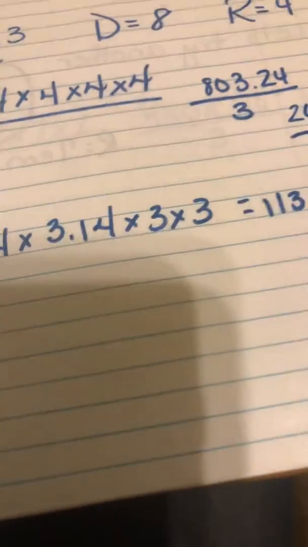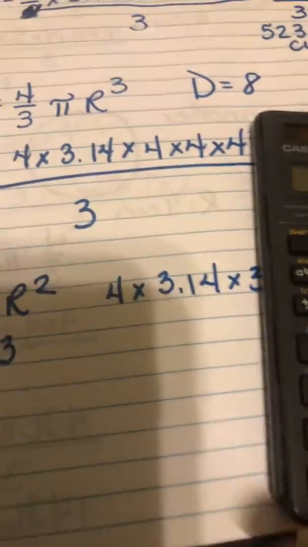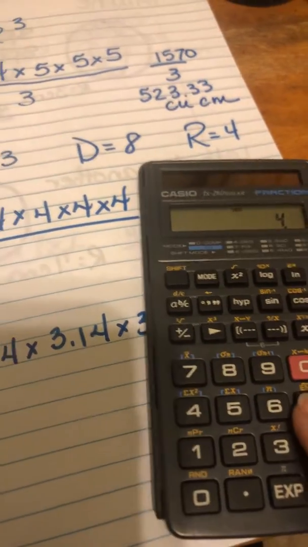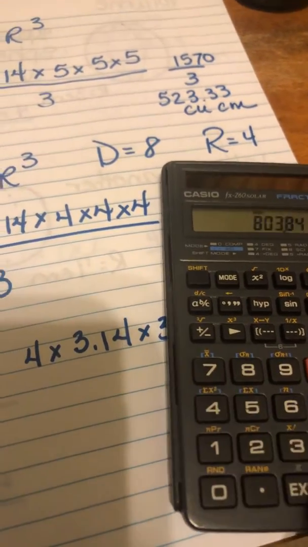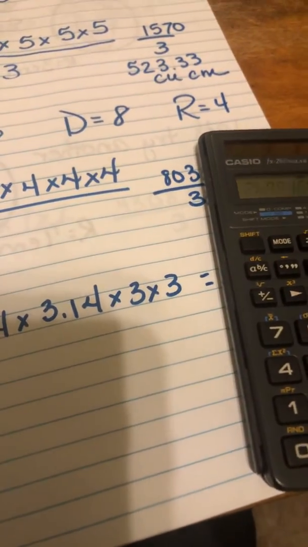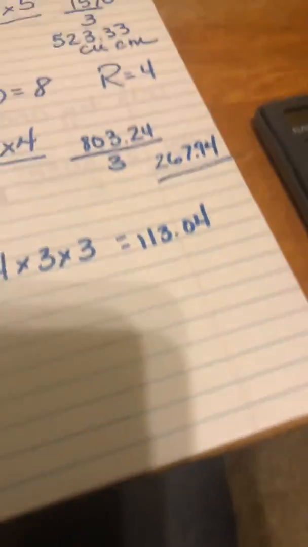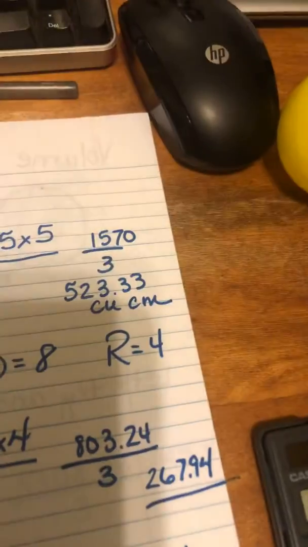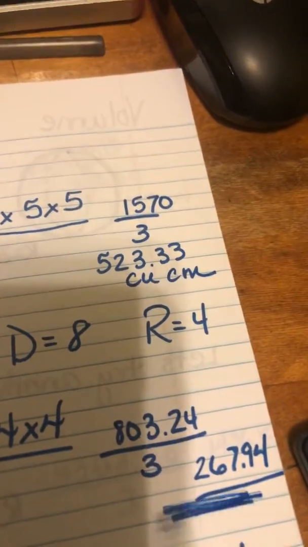You know what? I'm not sure about that because I have 2 answers here. Hold on. Let's check this out. 4 times 3.14 times 4 times 4 times 4. That gives me 267.94. Oh, this is for my next one. Don't look. There's my answer.